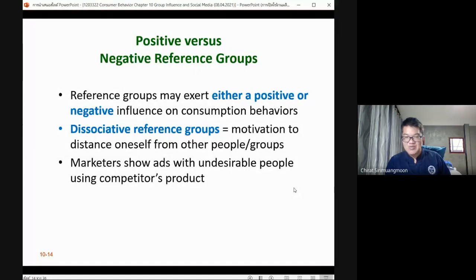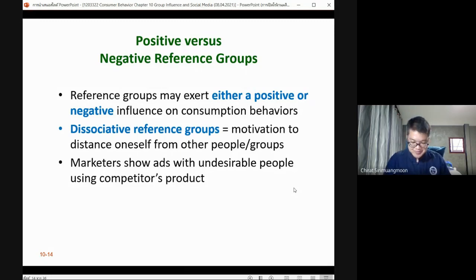So this is how dissociative reference groups happen. Marketers know this one too. Marketers create an impact on the negative reference group by asking undesirable people to use the competitor's products. For example, if your product is a luxury product, and you have a competitor in the same position, in the same product category, you use your competitor's product and ask undesirable people, meaning people that you don't want to allow to use the product.